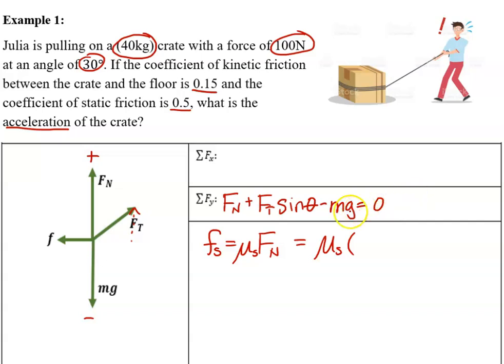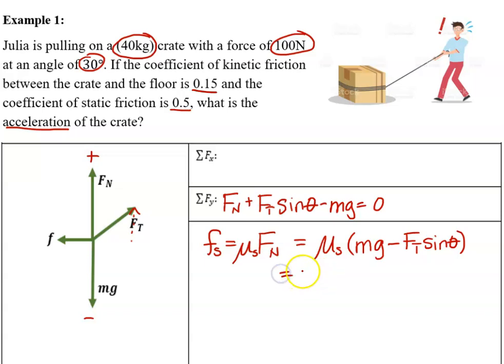And so now for our friction calculation, we need to solve for the normal force. That means we are going to subtract Ft sine theta from the other side and add mg to the other side. So we're going to get the normal force is equal to mg minus Ft sine theta. So this is our equation for the magnitude of the maximum static friction.